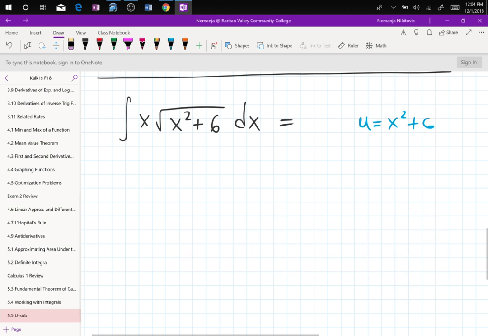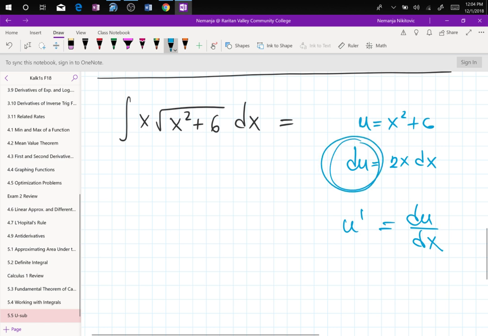Now let's see what happens when I do the du part. What's the derivative of 2x? I mean of x squared? Damn it. It's 2x. And then I have to put the dx, right? That would move over. Right? Guys, u prime is du over dx, right? So this was supposed to say du over dx, but I shipped that dx to the other side immediately.